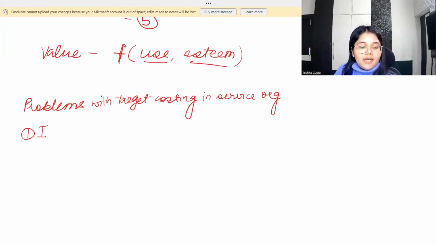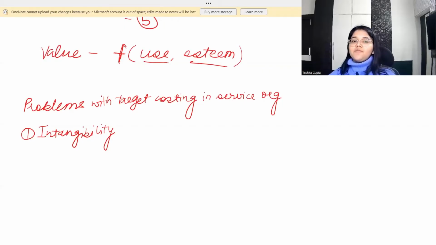First of all, there's intangibility. Services are intangible. These are also the features of services. So services are intangible. That means we cannot see or touch a service. So it's difficult to set targets when intangibility is in the scenario.